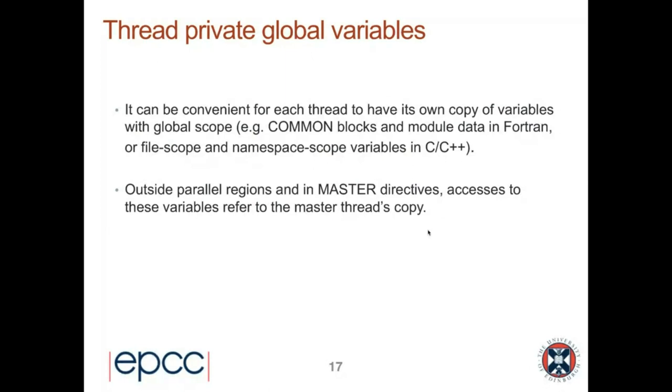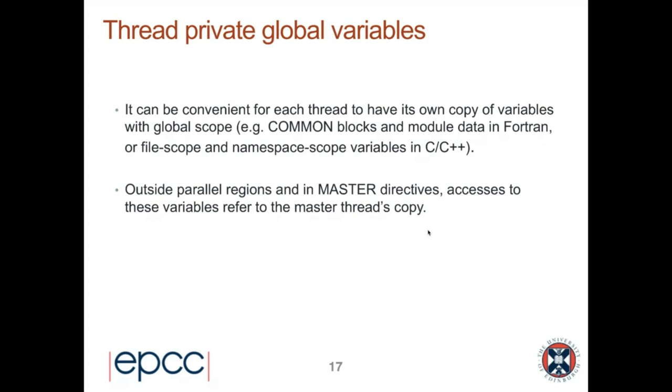That brings us on to thread private global variables. This is a convenience feature, and I would recommend that you don't design code to use it. However, it's useful if you end up trying to parallelize legacy code, existing code that makes extensive use of global variables, using OpenMP, because otherwise it might mean a whole lot of refactoring to make private copies of those things and pass them around through argument lists and so on. So for porting legacy code, sometimes it's much more convenient to allow each thread to have its own copy of variables with global scope. Again, this is common blocks and module data in Fortran, or file scope and namespace scope variables in C and C++.